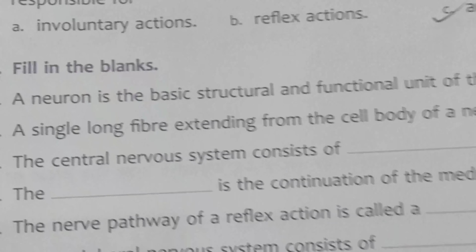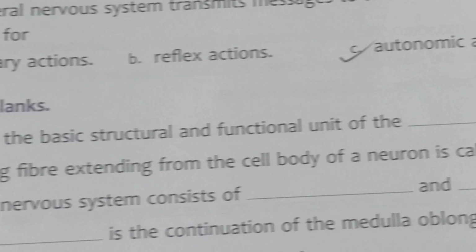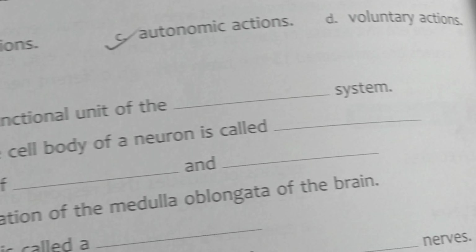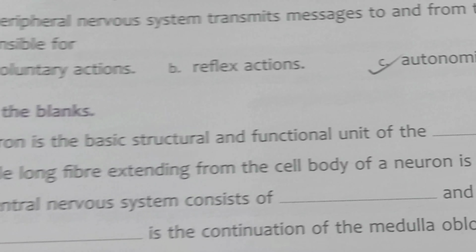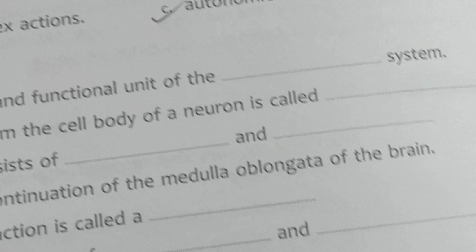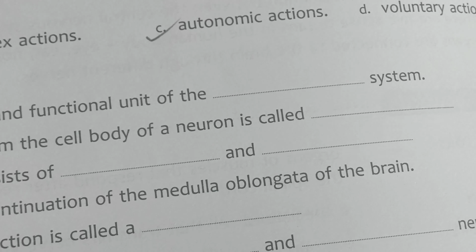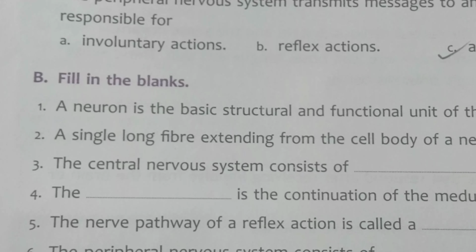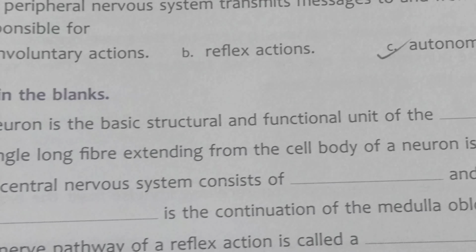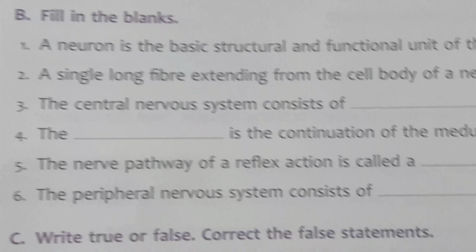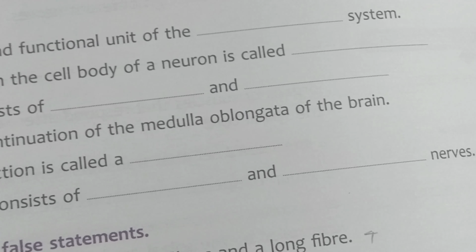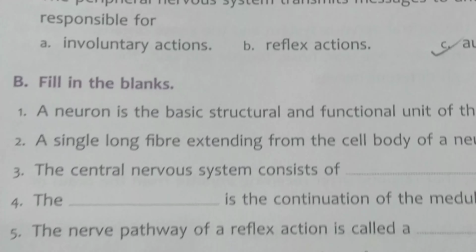Next, fill in the blanks. A neuron is the basic structural and functional unit of the nervous system. A single long fiber extending from the cell body of a neuron is called axon. The central nervous system consists of brain and spinal cord. The spinal cord is the continuation of the medulla oblongata of the brain.